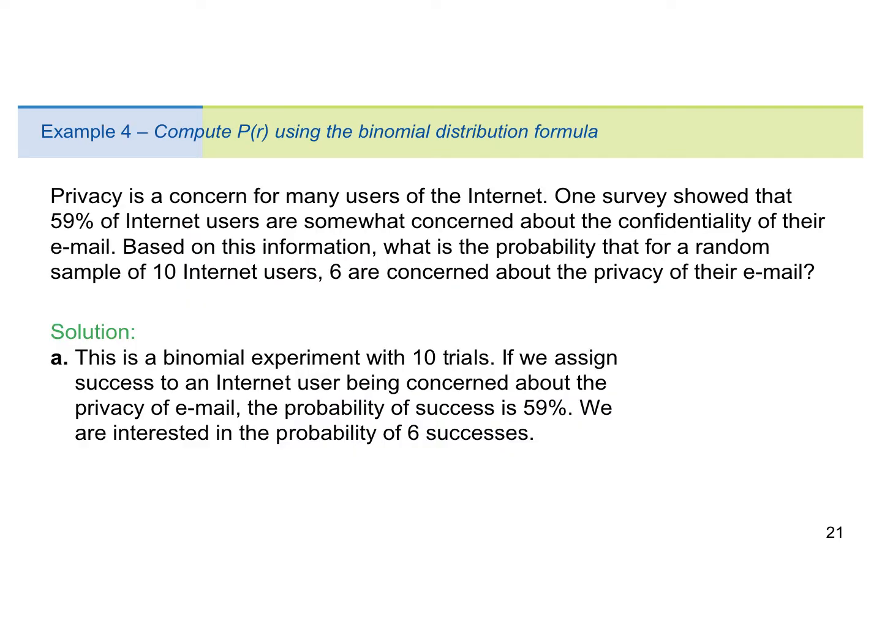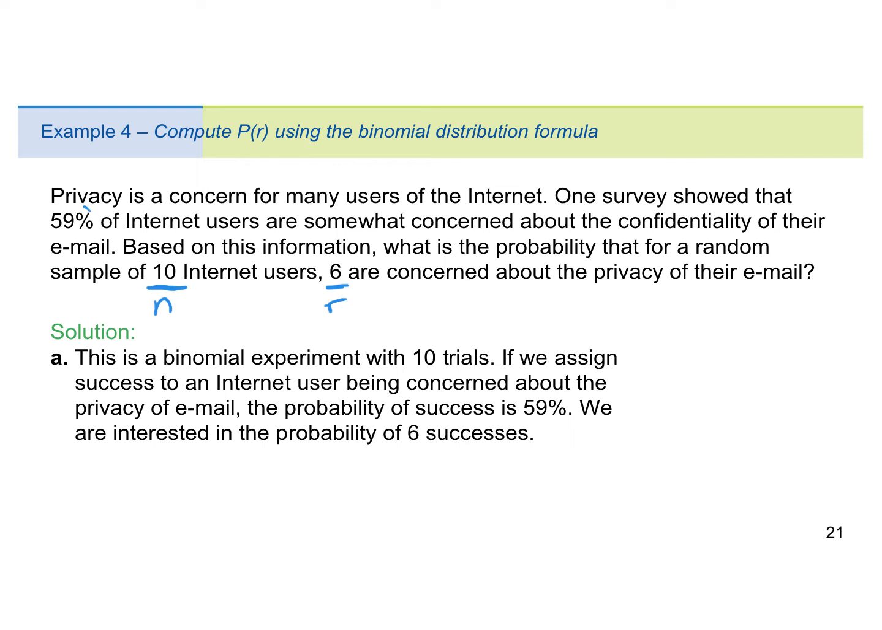Let's do one more of these where we have to find one thing. Privacy is a concern for many users of the internet. One survey showed that 59% of internet users are somewhat concerned about confidentiality of their email. Based on this information, what is the probability that for a random sample of 10 internet users, that's our N, that 6 are concerned about privacy, that's our R? So it's exactly 6. That's all they want to know.